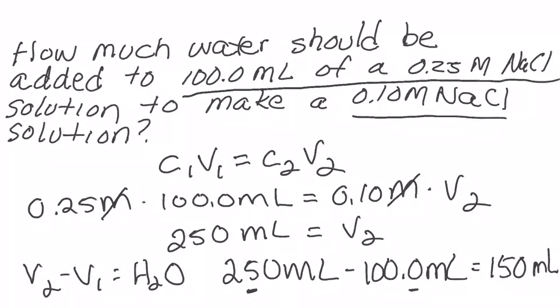So let's think about this. How much water should be added? If I have 100 milliliters of a 0.25 molar solution, and I add 150 milliliters to it, I will get 0.1 molar sodium chloride instead, and I'll have a total volume of 250 milliliters.